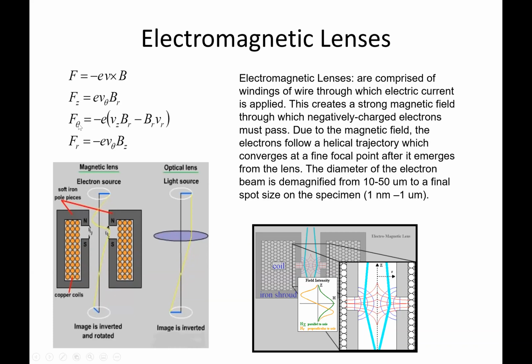So we can control the theta direction in cylindrical coordinates, and also the R direction force, by applying the magnet. By arranging the magnets and controlling the magnetic current and magnetic field intensity, we can focus the beam and scan it. This is called the electromagnetic lens.